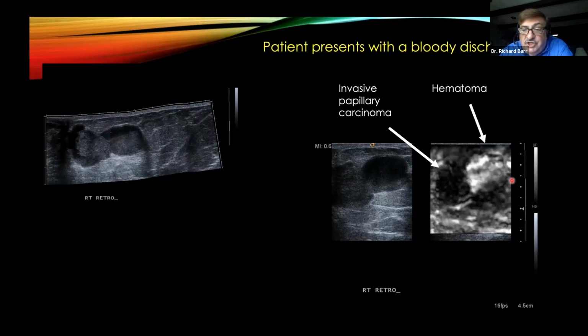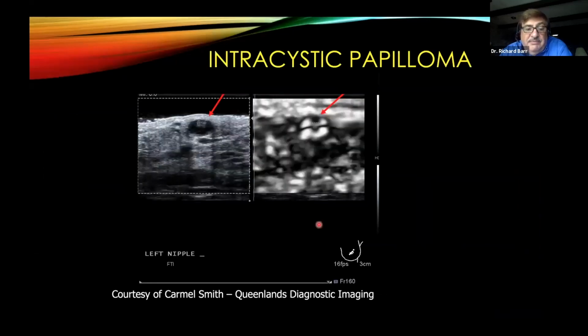An elderly lady with a bloody discharge, she had this bilobed mass. One side is extremely soft, one side is extremely stiff. This turned out to be a hematoma. We don't get the bullseye artifact because the hematoma has enough viscosity, it's thick. It doesn't allow the bullseye artifact to occur. So we stuck a needle in here and aspirated old blood. We biopsied this with a core needle, and this turned out to be an invasive papillary carcinoma.